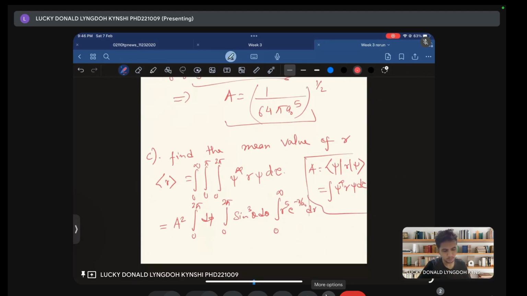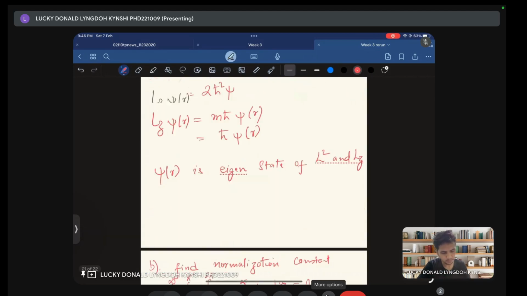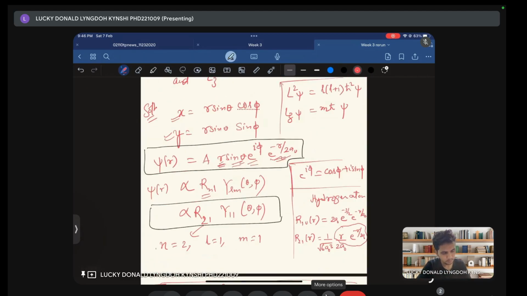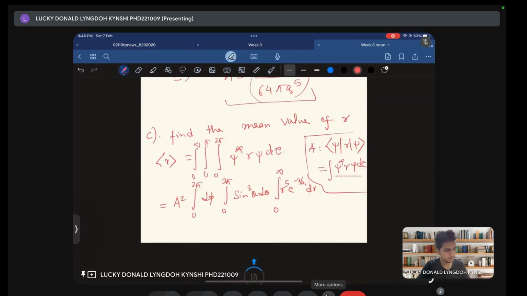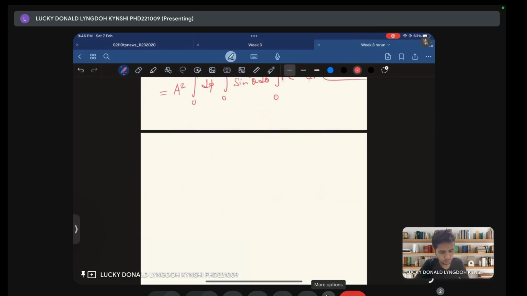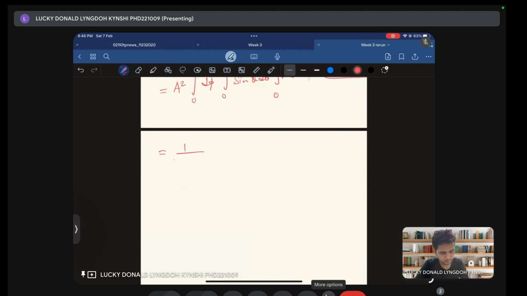Okay, we just need to substitute this value of psi from this equation, sir. You just need to substitute what is the value of psi, and the value of a you substitute from here. Okay, so that means if I want to substitute it, I will write 1 divided by 64 pi a naught 5.